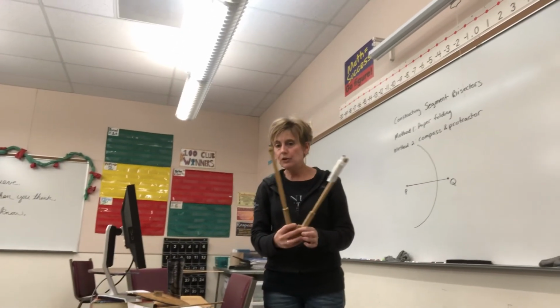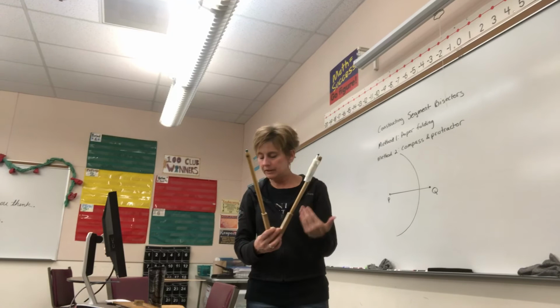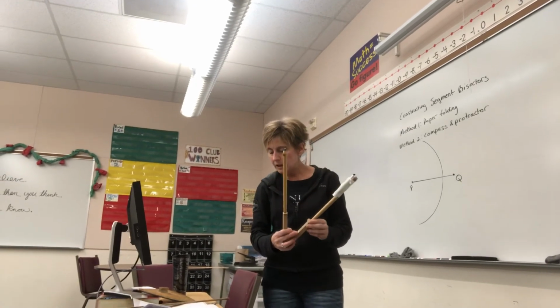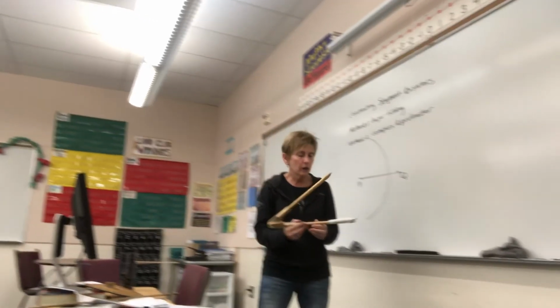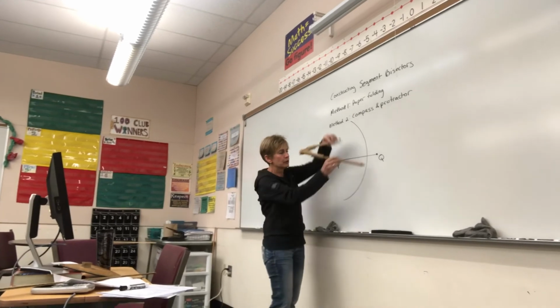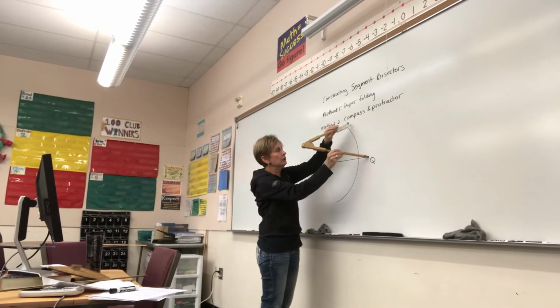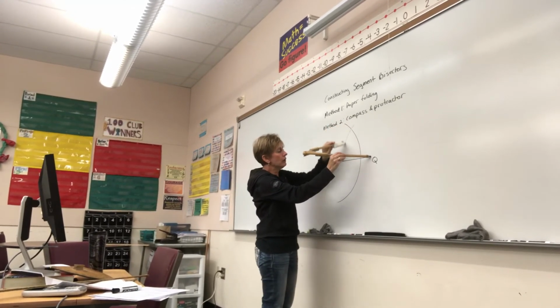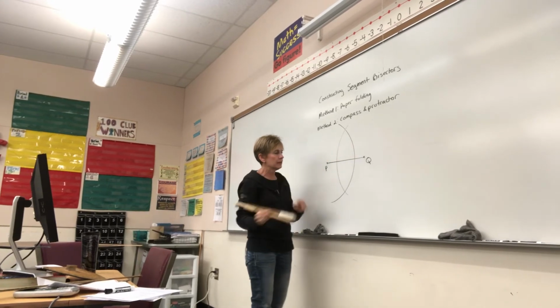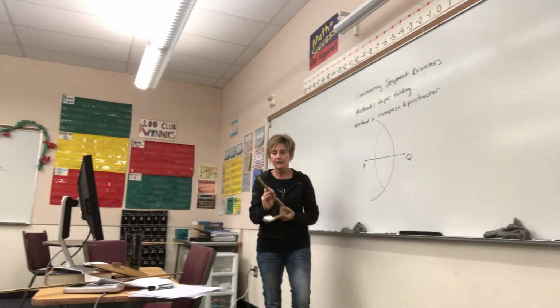Then it says, using the same setting. That means the compass is open the same amount. Place the compass at Q and draw a large arc to intersect the first. So I'm going to put the tip of the compass at Q, and draw a large arc that intersects the first. So now I've done that step there.